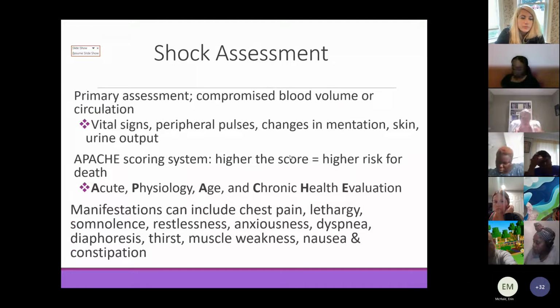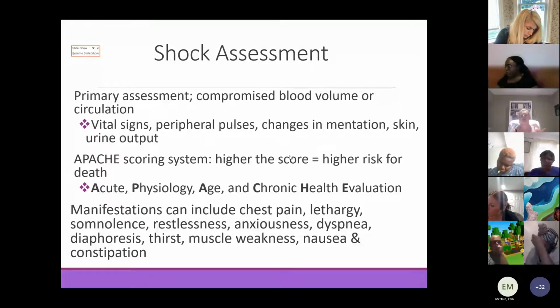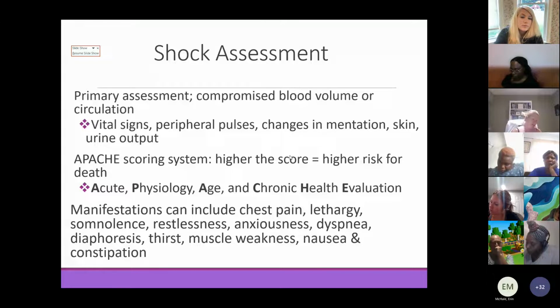So for you guys, what do you need to know as your assessment? So primary assessment is we're going to look at things that will tell us if our patients have any type of issues that are compromising their circulating blood volume. So we're going to be looking at vital signs. We're going to be looking at the heart rate, the blood pressure. We're going to be checking pulses, right? We can do radial pulses, which is always a good idea.